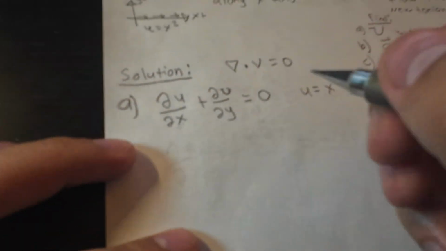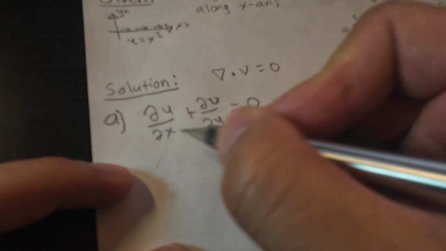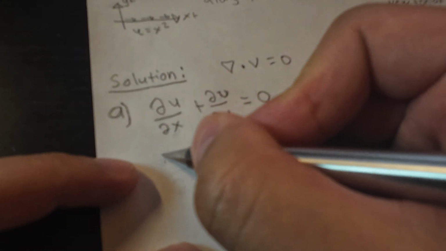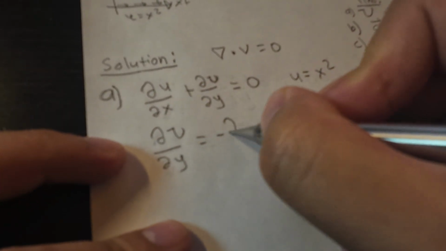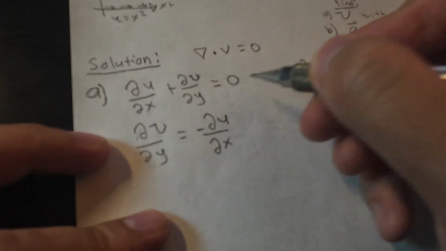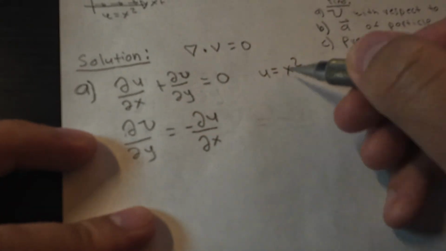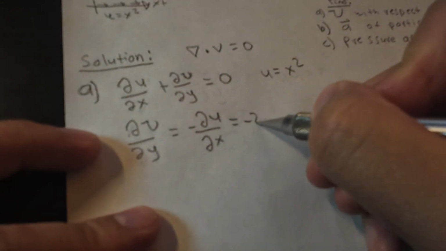Okay, so u is equal to x squared, right? That was given in the problem. And now we just want to solve for this term right here, because that's what part A is asking for. Make sure that we can see what I'm writing here. So let's move this term over to that side so we can solve for it. Okay, just move this term onto the other side. And now we can take the derivative of u with respect to x, which is just 2x, but there's a negative. So this is negative 2x.